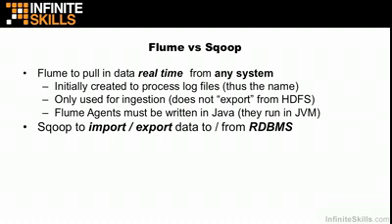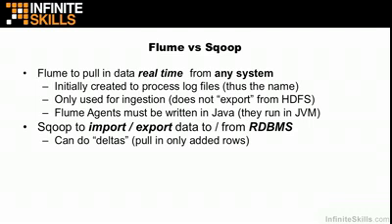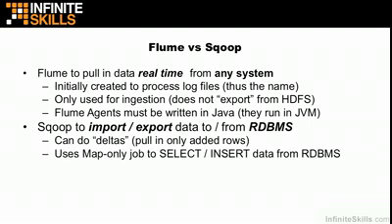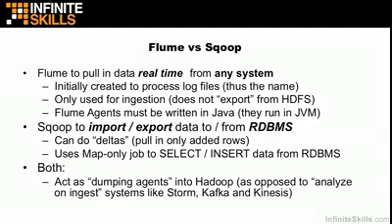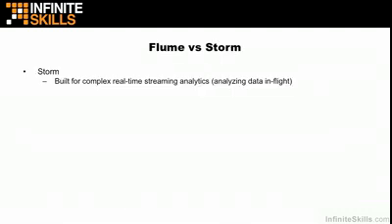Sqoop is used to import and export data to and from an RDBMS. It can do deltas, such as pull in only the added rows or rows that came in after a specific timestamp. It essentially uses a map-only job to select or insert data from or to an RDBMS. Both of these systems can act as dumping agents into Hadoop, as opposed to these analysis on ingestion systems like Storm, Kafka, and Kinesis. If we compare Flume versus Storm, Storm was essentially built for complex real-time streaming analytics, analyzing data in flight as it's being generated.